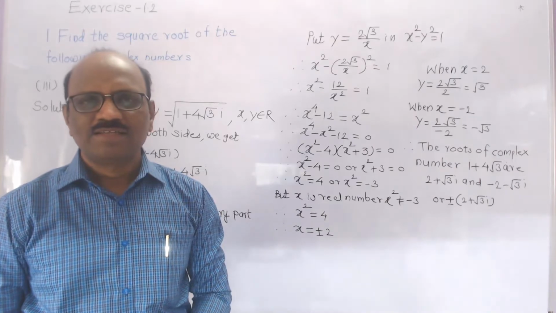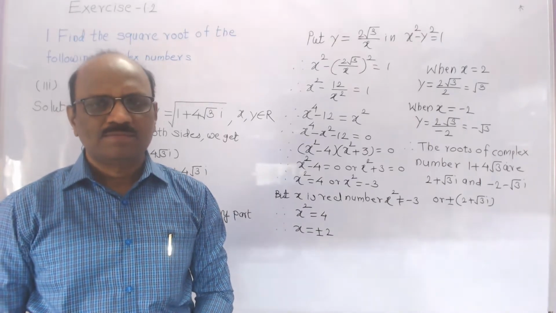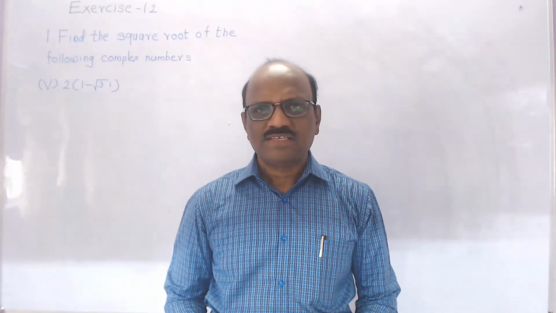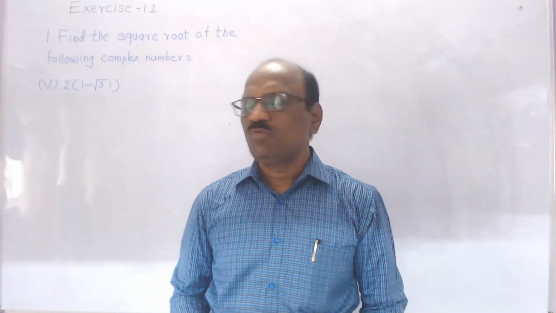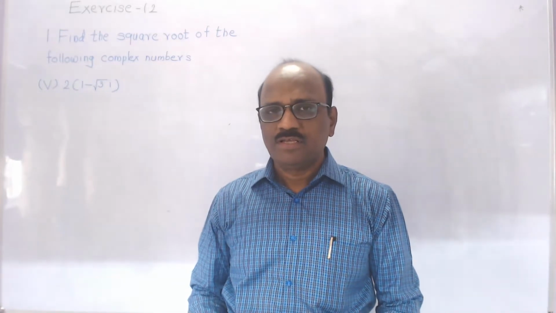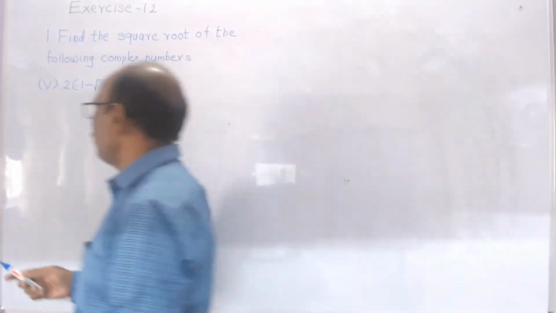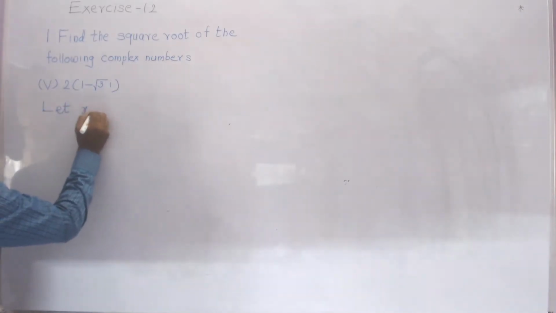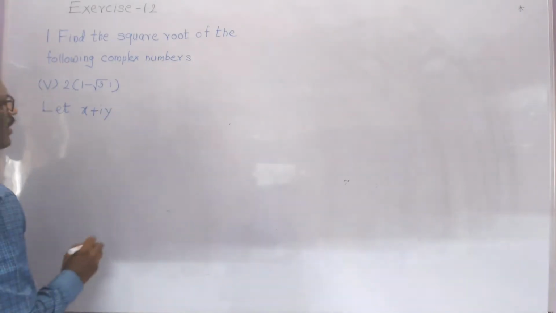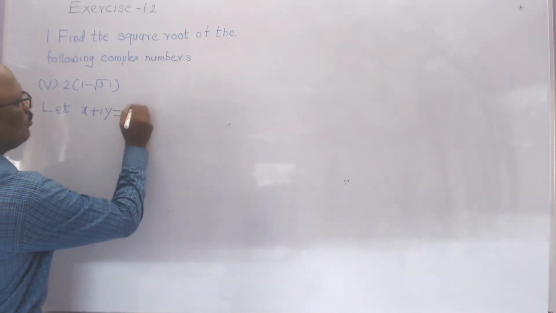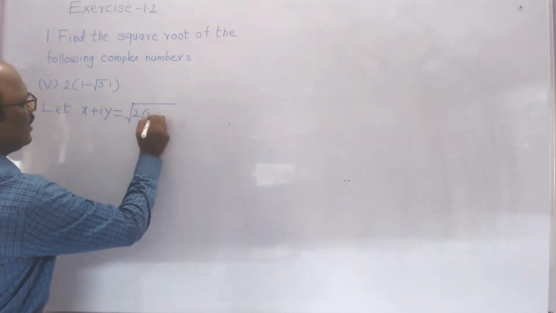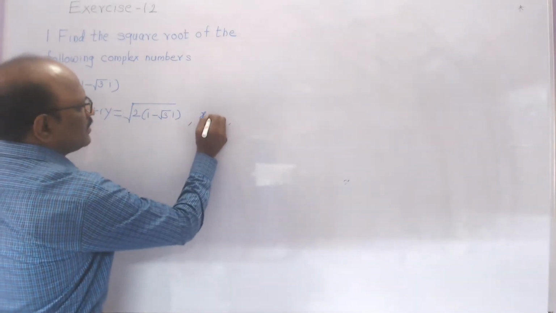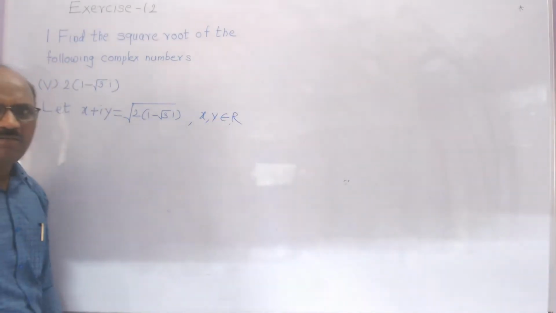Now we'll take the next example, example number 5. The next example is 2 in bracket 1 minus root 3i. We'll find out the root of this complex number. First, let x plus iy is equal to the root of 2 in bracket 1 minus root 3i, where x and y belong to the set of real numbers.